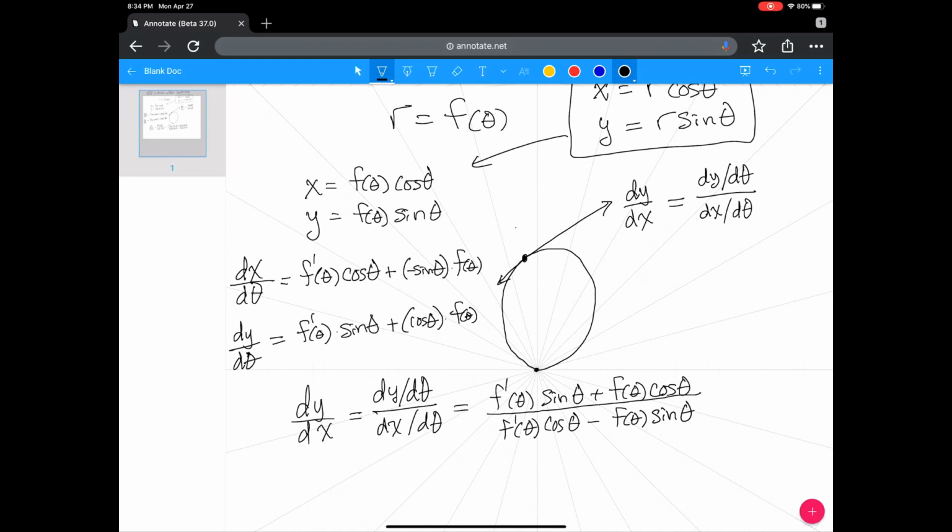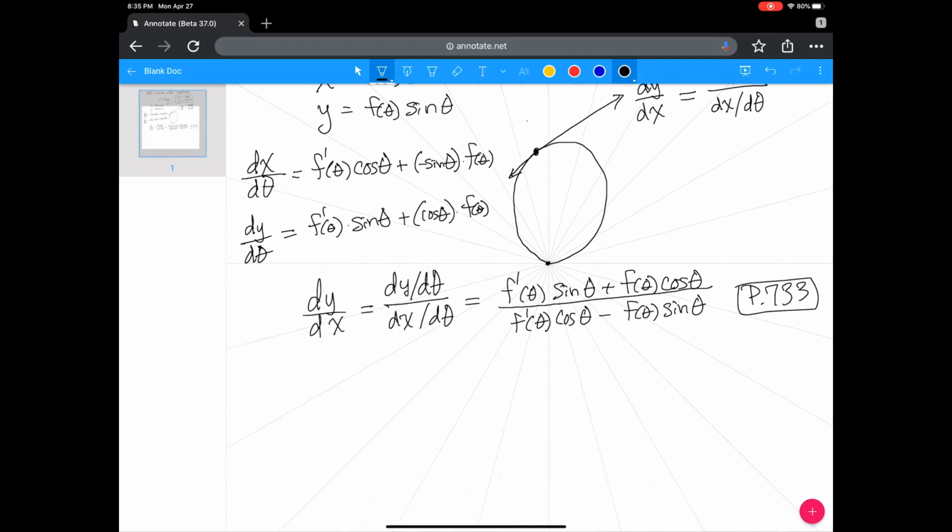So let me just give a reference. They go through this process for you as well. This you can see on page 733. All right, so this basically gives us a big fat formula for dy dx. And again, if you look in the formula, it all is in terms of theta. So that means that if you give me a function and a point of theta for tangency, so I know where the tangent point is, I can plug that in and figure out what the slope of the tangent is.